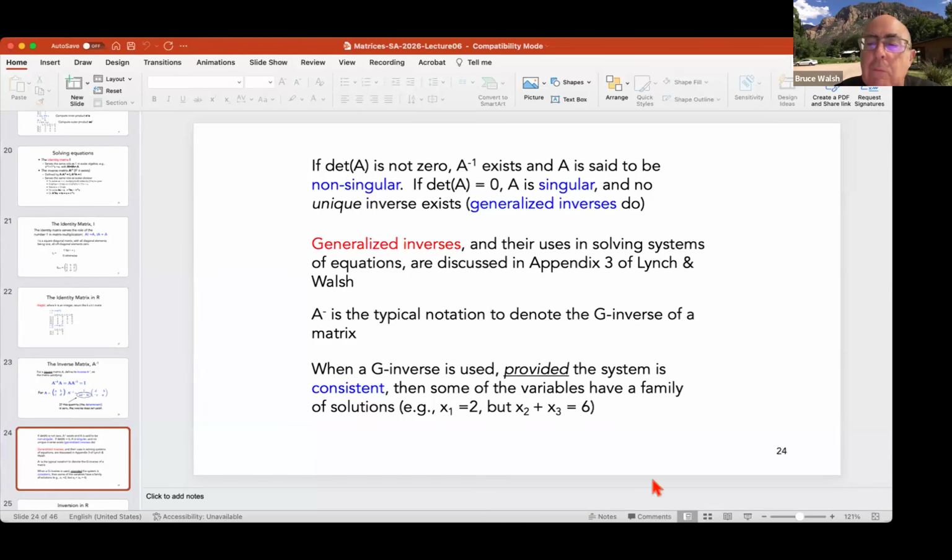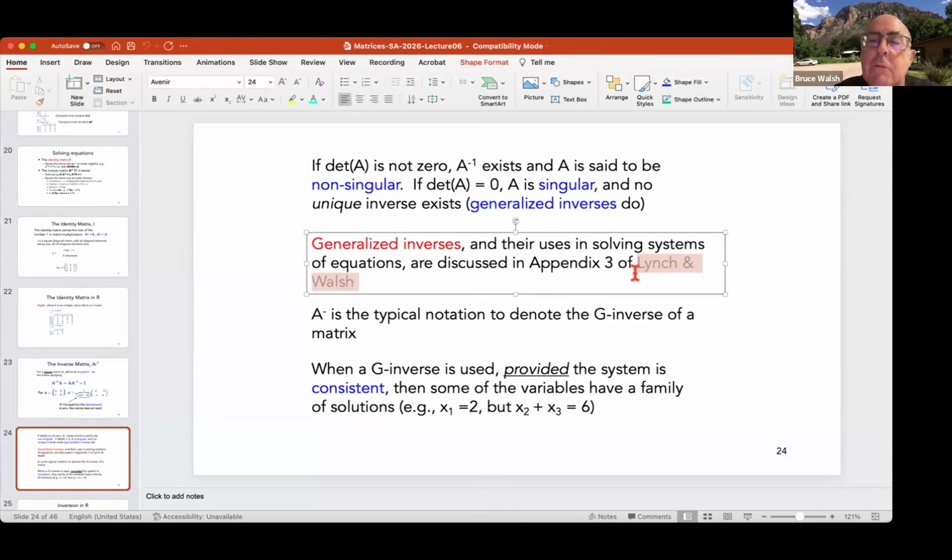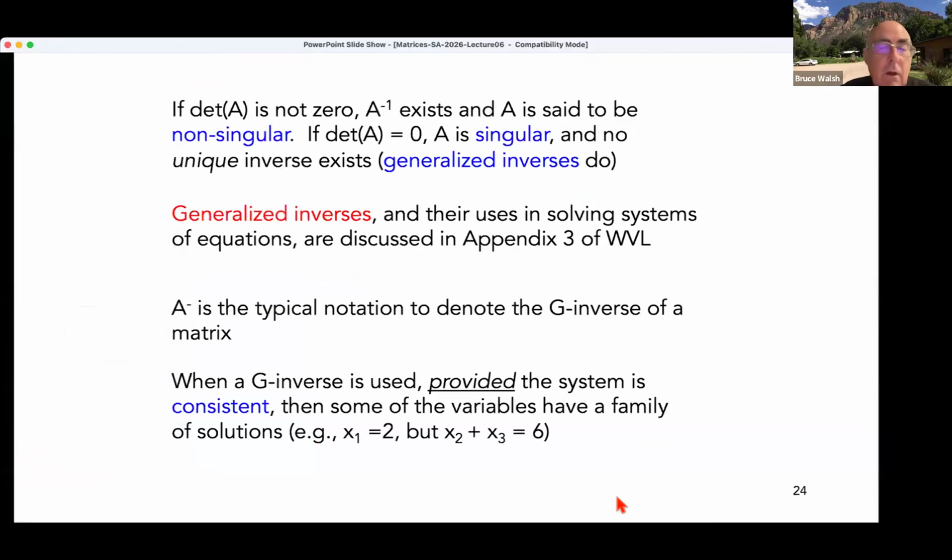Generalized inverses are discussed in Appendix 3 of Walsh, Fisher, and Lynch. And you have a copy of that appendix.